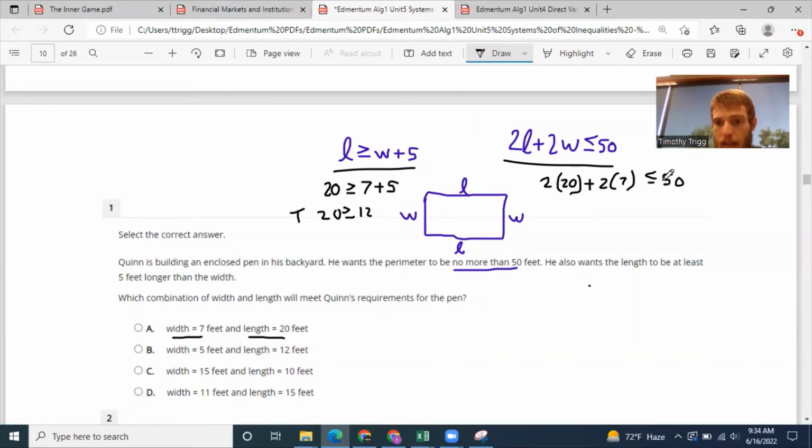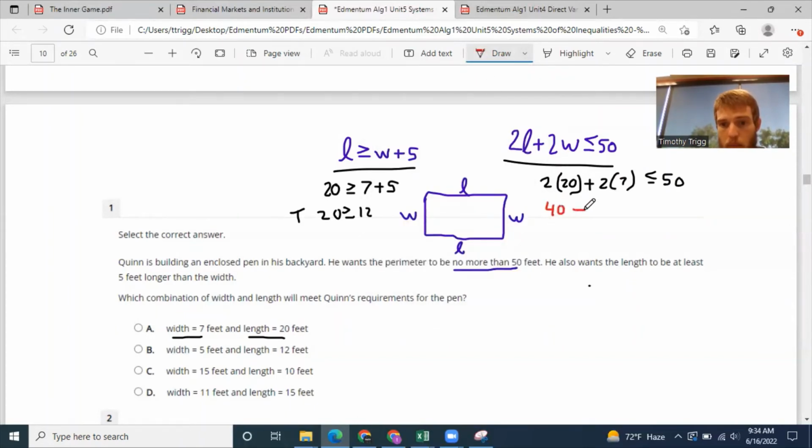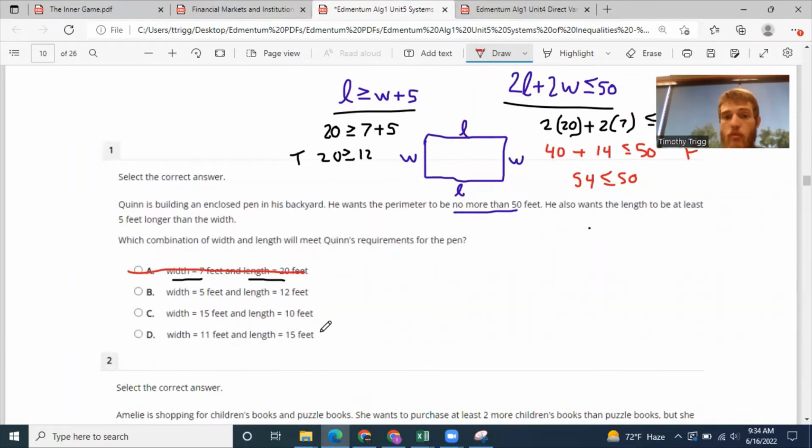And would this be less than or equal to 50? Well, let's see. 2 times 20, that's 40, plus 2 times 7 is 14. Is that less than or equal to 50? Well, no, that doesn't work here. This is a false statement, right? Because 40 plus 14 is 54, and 54 is not less than or equal to 50. So this is a false statement. That means this is not the correct answer. So check the other 3. One of these will produce a true statement for both inequalities.